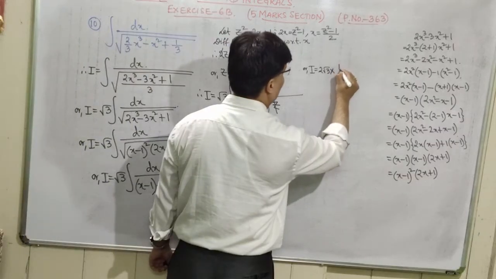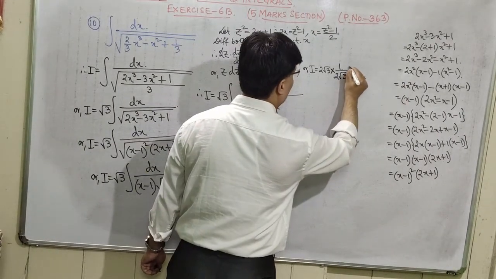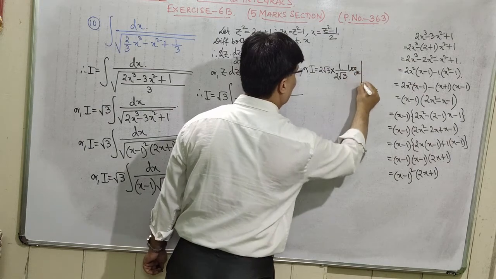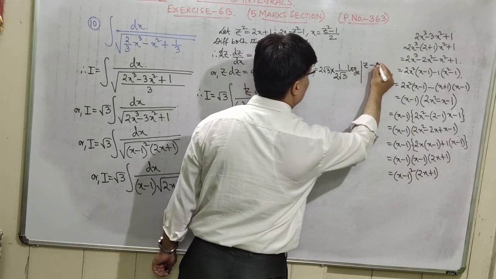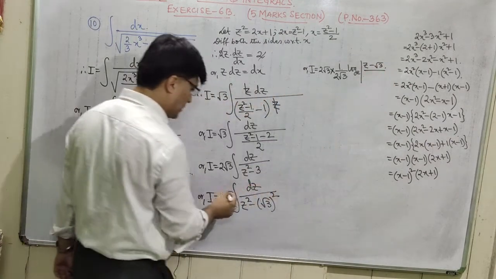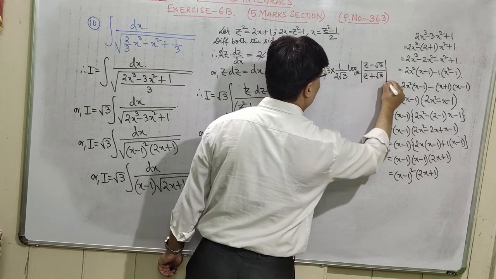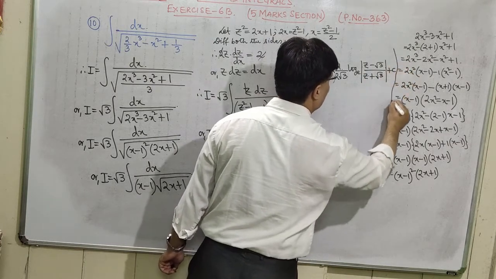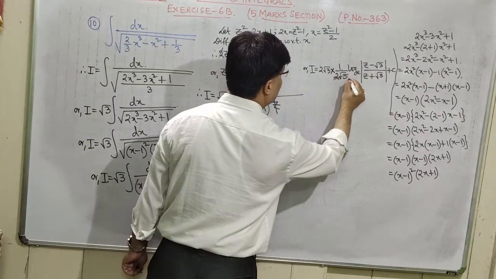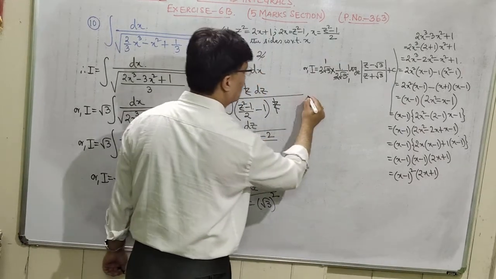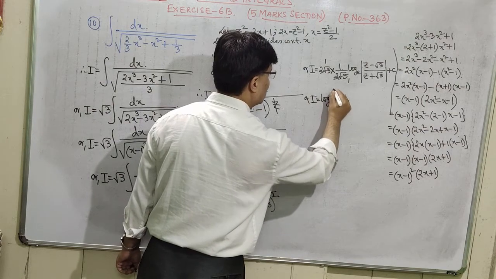So it is 1 upon 2 into, what is a here? Root 3. Then log, the base is e, within mod, what is x minus a? It is z minus root 3, divided by x plus a, what is x plus a? It is z plus root 3, mod sign closed, plus c. So here 2 root 3 gets cancelled. So this is 1, you don't have to write it. Or I is equal to log base e within mod.